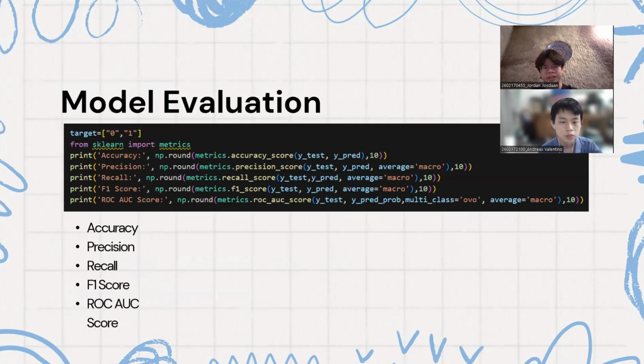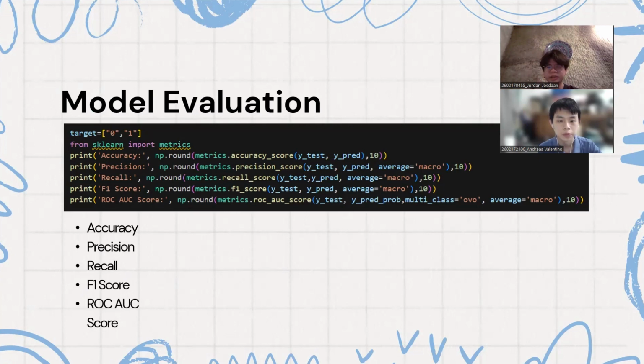As you can see right here, we use the scikit-learn metrics to evaluate the model performance. We calculate the accuracy, precision, recall, and F1 score for binary classification using the predictions. Besides that, we also compute the ROC-AUC score using the predicted probabilities, considering it as a multi-class problem. So we use the OVO, not the OVR one. OVO stands for one versus one, because it is a binary classification.